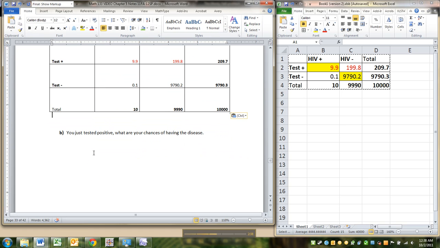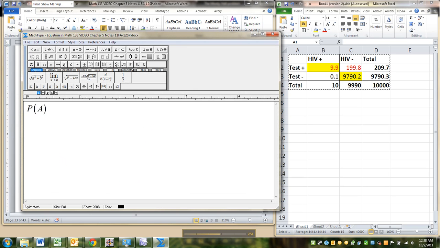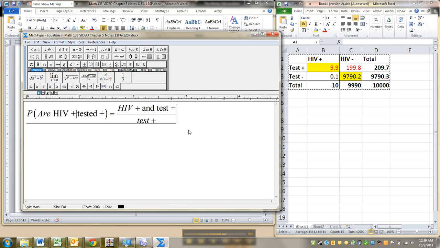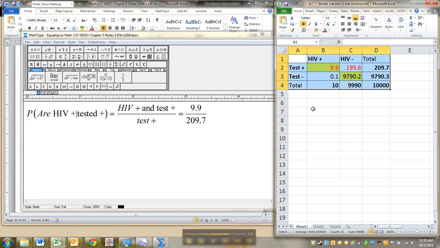Okay. You tested positive. What are the chances of you actually having the disease? So the doctor comes back and says, hey, you've got a positive result on this test. Okay, so what's the probability that you are actually sick? It's the probability that you are HIV positive given that you tested positive. According to the rules for conditional probability, that's equal to the number of ways you could be HIV positive and test positive divided by the number of ways you can test positive, which from our table is equal to 9.9. There's 9.9 people that are both positive and they test positive, divided by the total that test positive, which is 209.7.